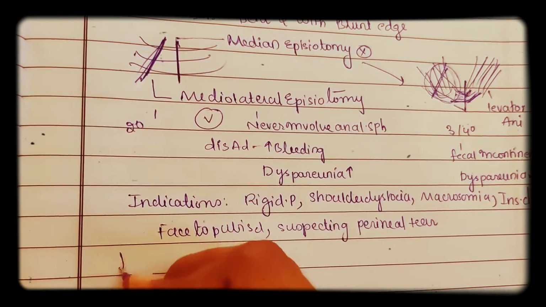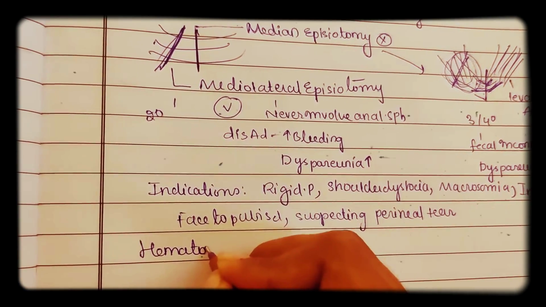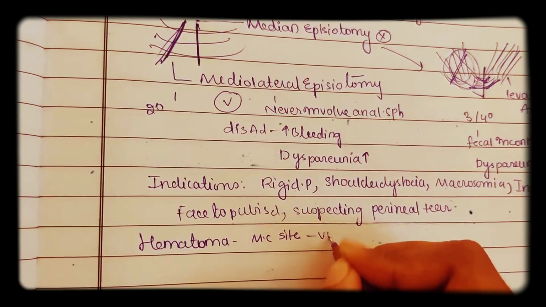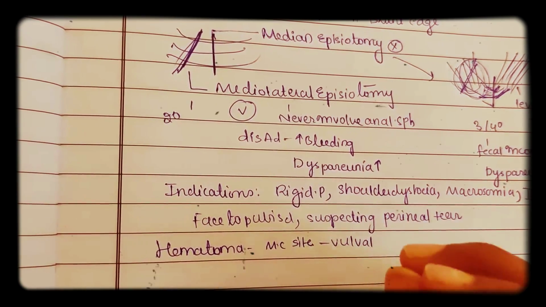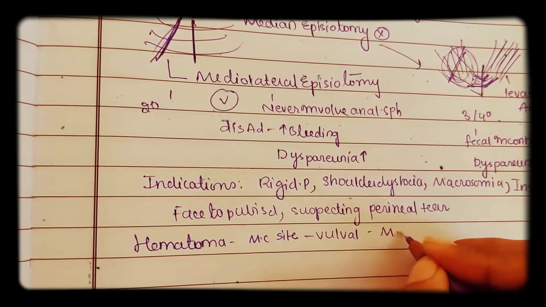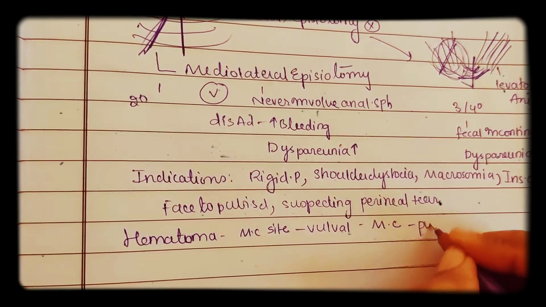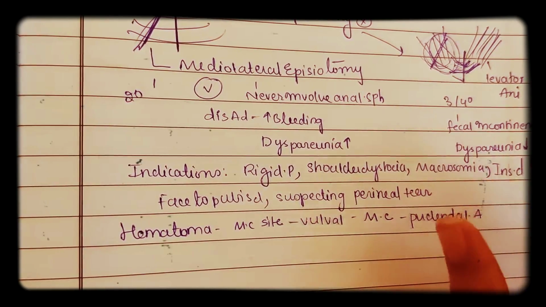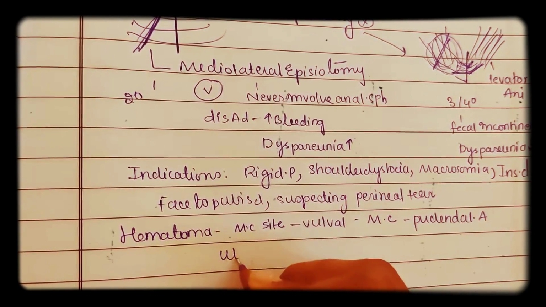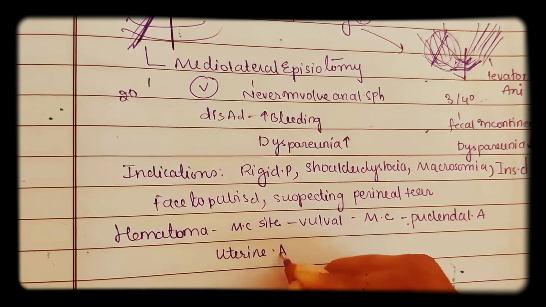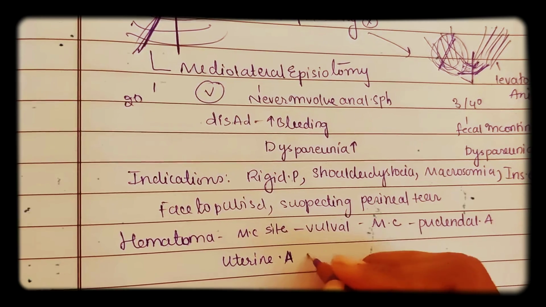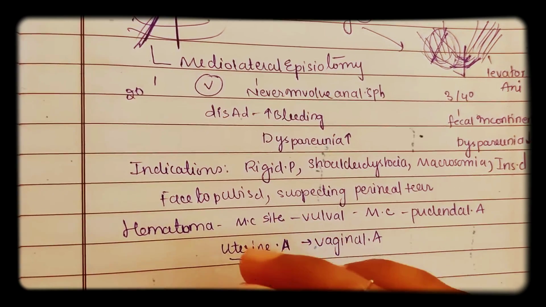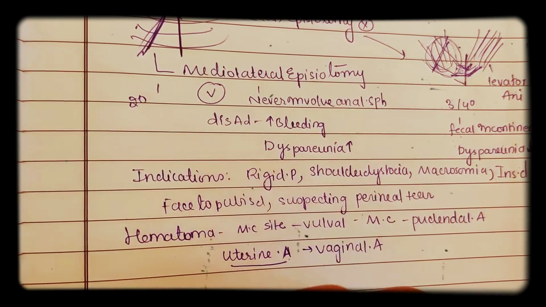Now coming to hematoma. What is the most common site of pelvic hematoma? That is the vulval hematoma, and the most common artery of vulval hematoma is the pudendal artery. The most common artery to form vaginal hematoma is the uterine artery. Everyone will think vaginal artery, and even vaginal artery is right, because the uterine artery only gives rise to the vaginal artery. Both are okay, but we will usually say uterine artery.